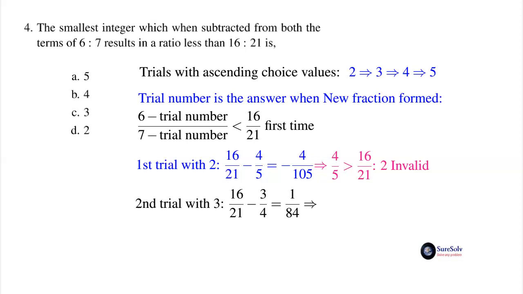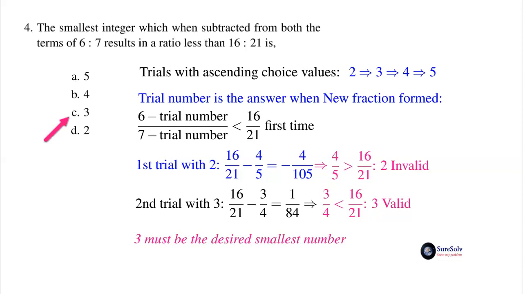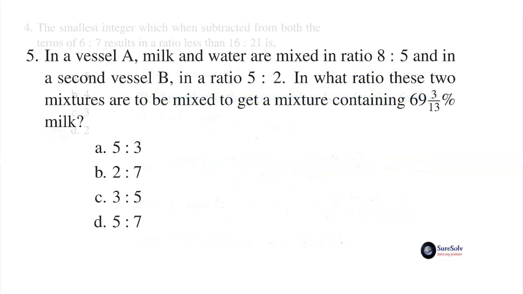This is the first choice number in ascending value sequence with which change fraction 3 by 4 is less than 16 by 21. So choice value 3 is our answer. Answer is option C, 3. Fifth question.